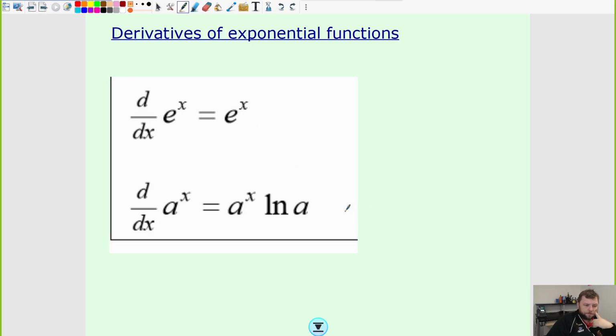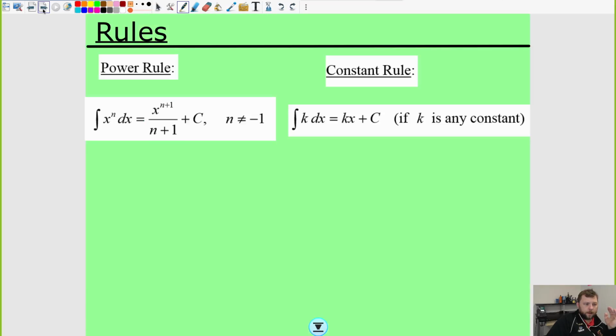So a few other things. Who cares about derivatives? So my rules are all over the place. What does it mean to antiderive, or integrate? We've got to go over some of the rules.